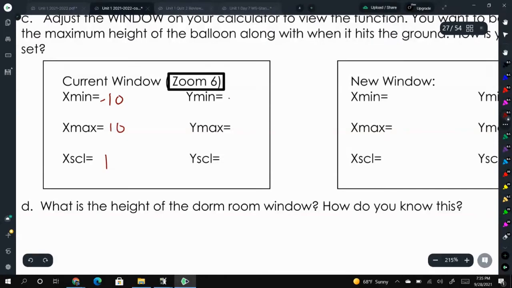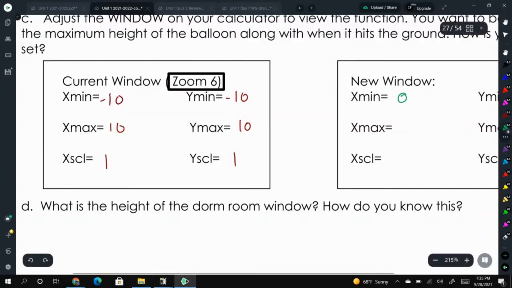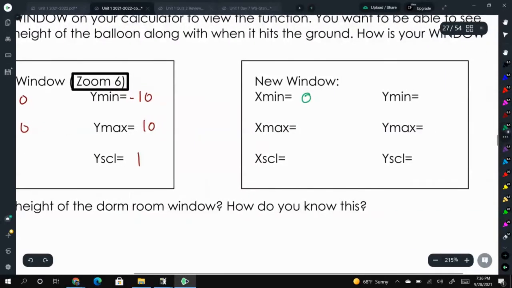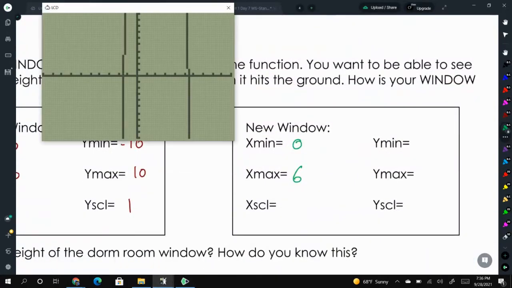Our x scale is 1. And what that means is, what is each one of these tick marks worth? It's worth 1 unit. You know how sometimes we have graphs and we have a tick mark, we're going up by 2s or going up by 5s or 10s. Right now, we're going up by 1s. So let's change this a little bit. We want our new x min to be 0. Our x maximum, we know we don't need to go past 6 from this table up here. Or you could look at your graph and say, well, here's my last x-intercept. I can stop there.